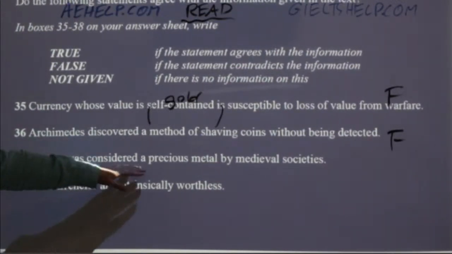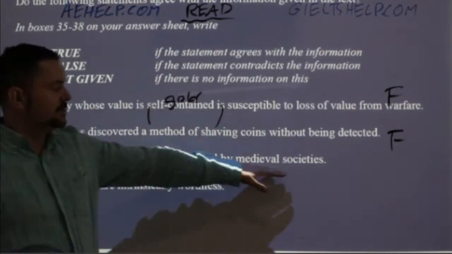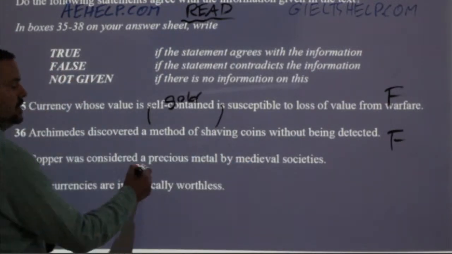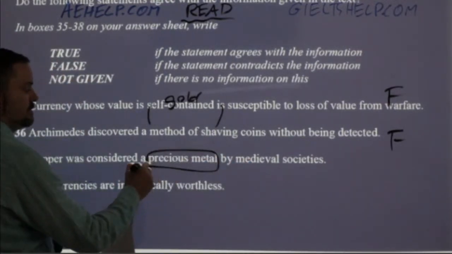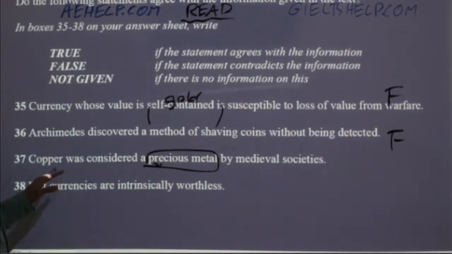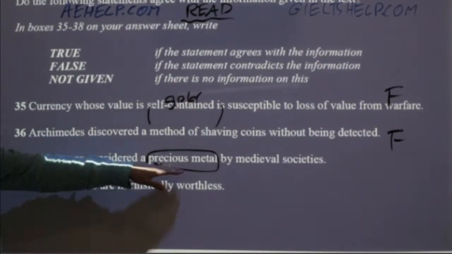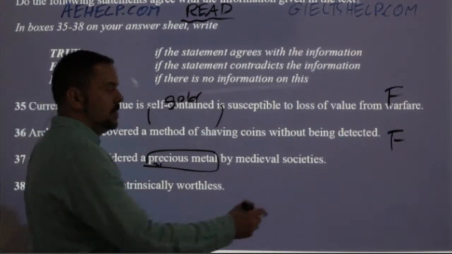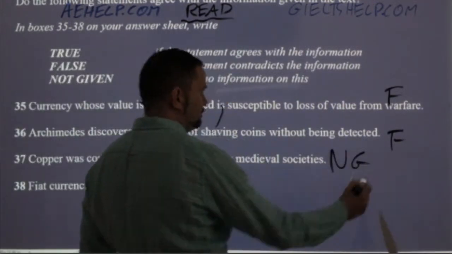Copper was considered a precious metal by medieval societies. We didn't actually read about precious metals, particularly the definition so much. So is it important to know whether or not copper was considered a precious metal? Maybe. But I don't remember reading about precious metals, so I'm going to say not given.